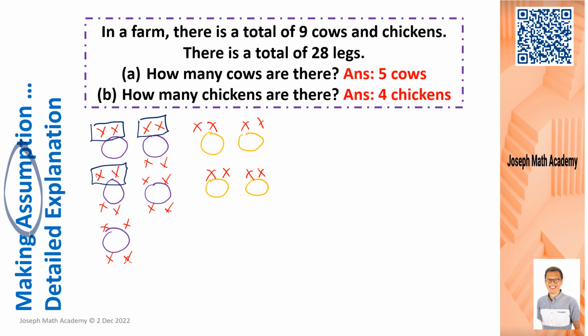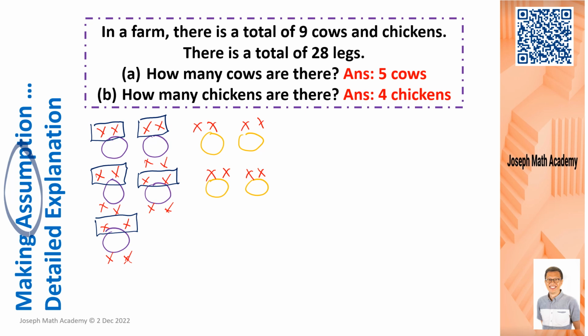Okay, so I'm going to box it up. So I have already boxed up 10 crosses. I have boxed up 10 legs. That means the 5 cows in total are hiding 10 legs in total. The 5 cows are pretending to be chickens. So in this case, we have 9 chickens in the farm.